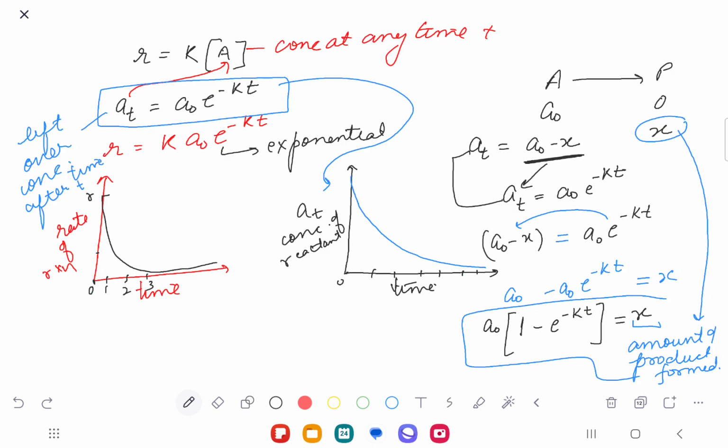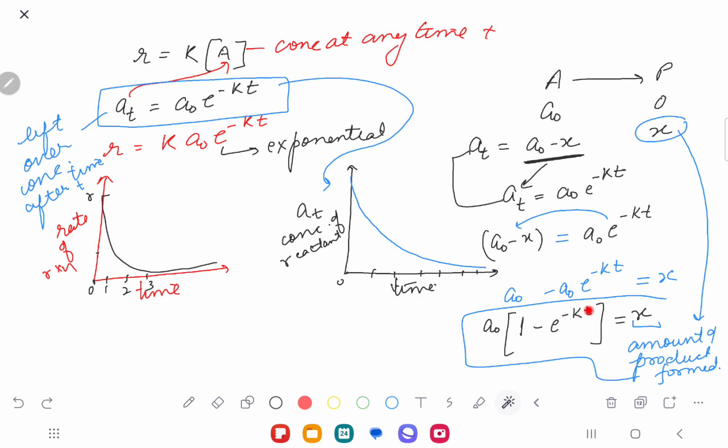Are you understanding? Now have a look. Do you realize that I explained e raised to power minus kt? What happens to e raised to power minus kt? t is time. When t was 0 seconds, e raised to power 0 is 1. Then 1 minus 1 is 0. X is 0. That means at t equals 0, the product was 0. That's what this equation is showing me.